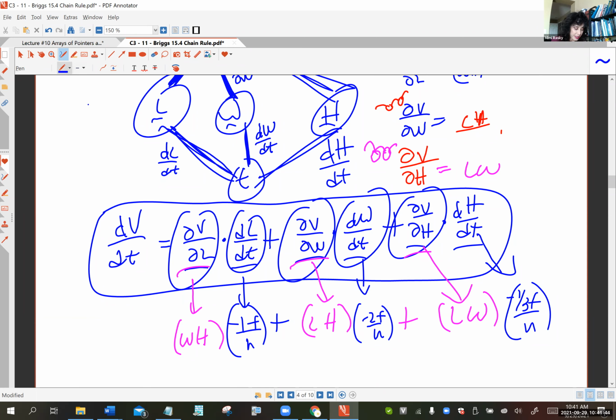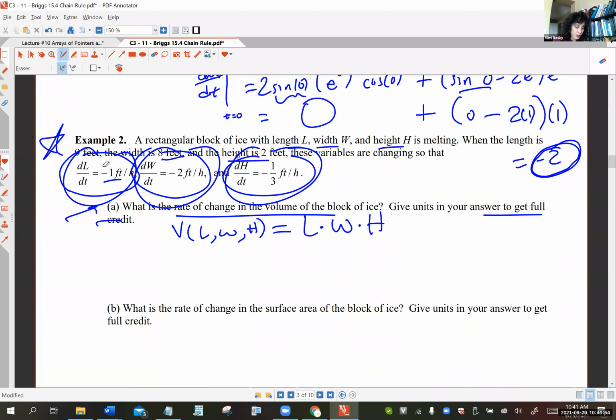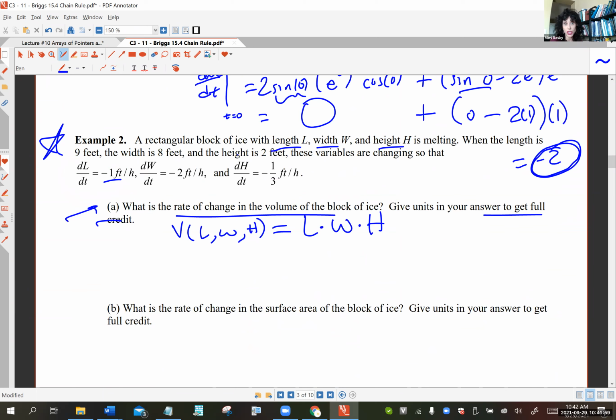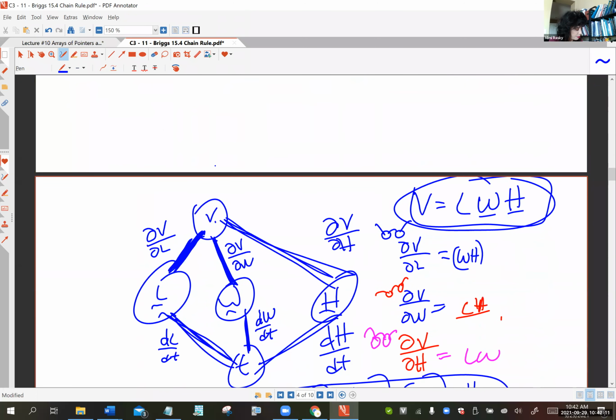What's missing now is getting the changing volume with respect to time. Everywhere you see a W, an L, and an H, you plug in what the word problem told you those values are. Not the dW/dt and dH/dt, those are rates. They said length is 9, width is 8, and height is 2 at the exact moment we were trying to figure out the changing volume with respect to time. So you want to plug those in.